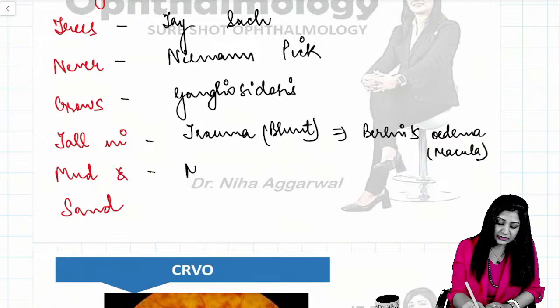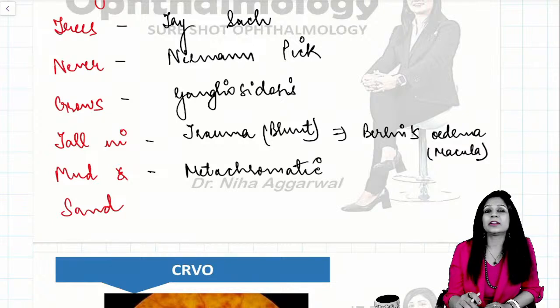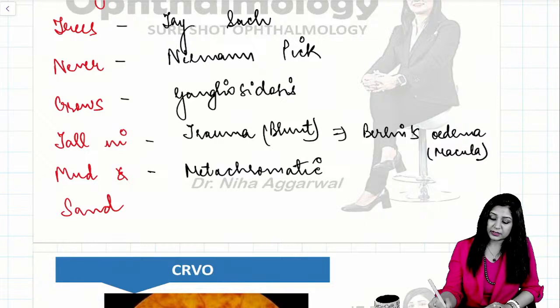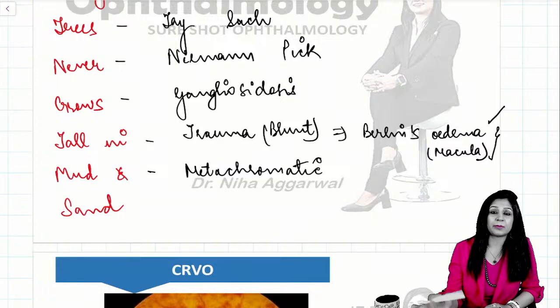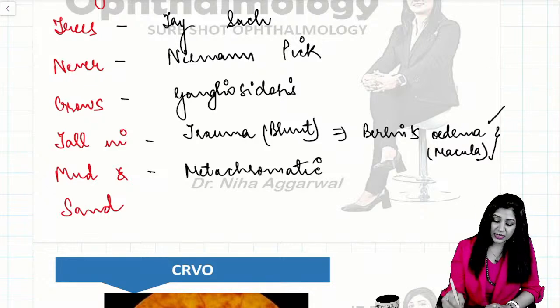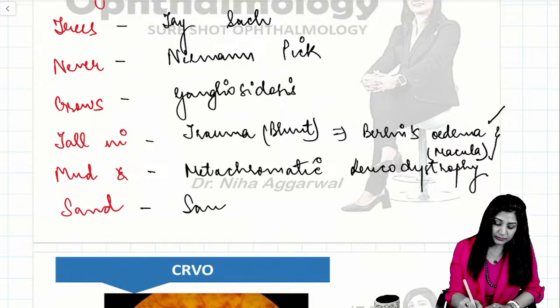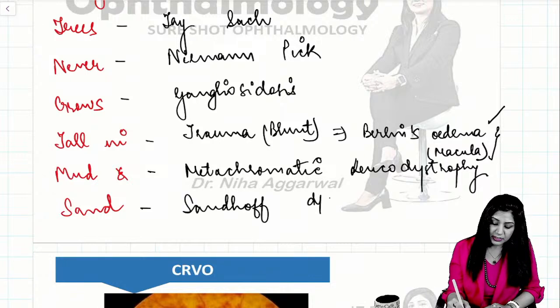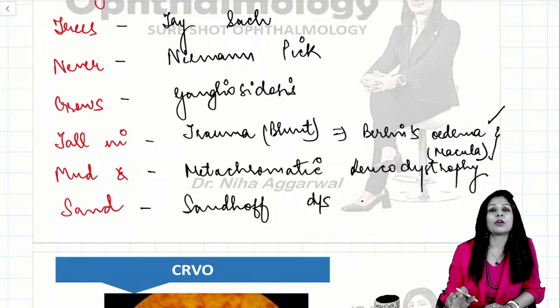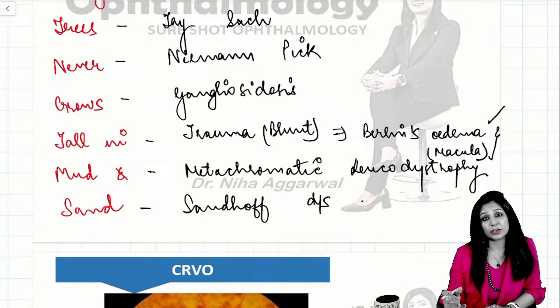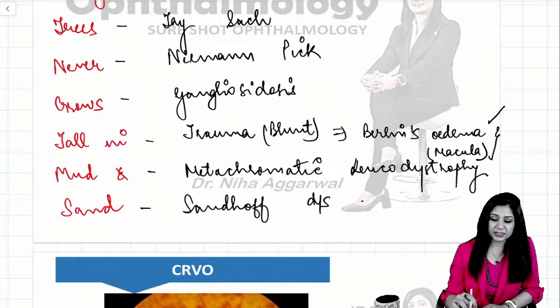And then we have metachromatic leukodystrophy. Cystoid macular edema will not give you the cherry red spot. This is the macular edema which is called Berlin's edema. Don't call it cystoid macular edema, because cystoid macular edema means cyst-like spaces. Then we have Sandhoff disease. So please remember all the causes of cherry red spot. If the cherry red spot is having the RAPD also, then definitely it is due to CRO.